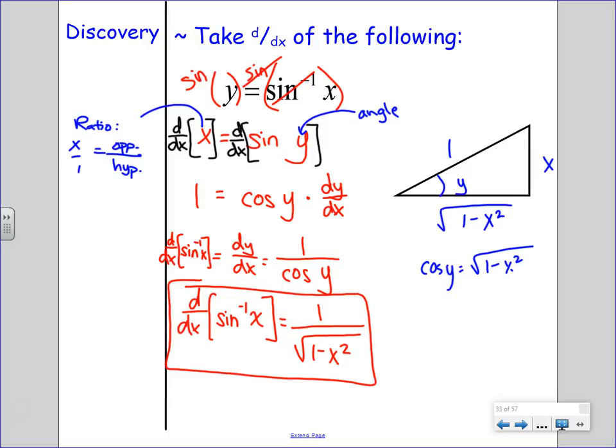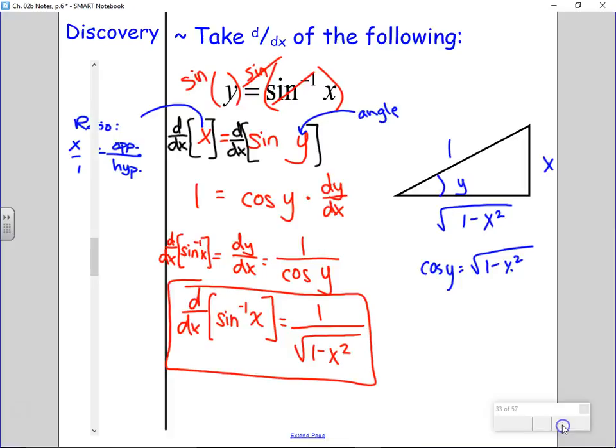Now, does your brain just look at that and go, oh, of course, that makes sense? No. So what's this going to become along with his buddies? His buddies: cosine inverse, tangent inverse, secant inverse, cosecant inverse, and cotangent inverse. A forever card. Maybe there are some patterns that will help us. And there are. You ready?